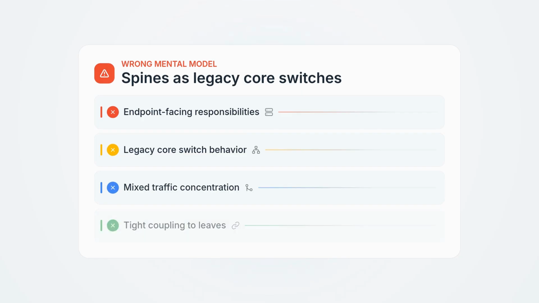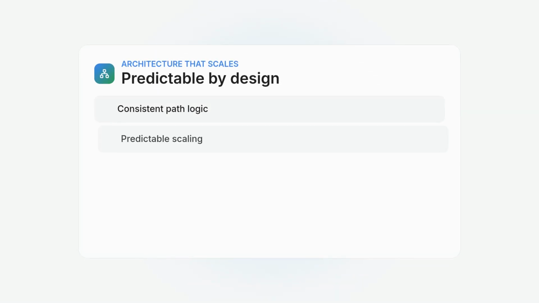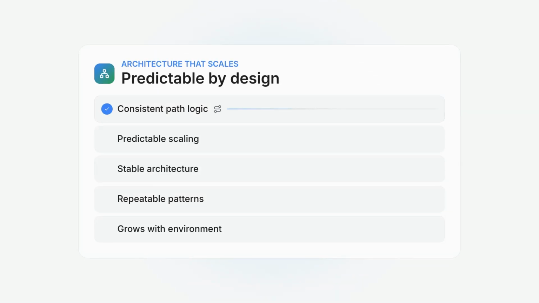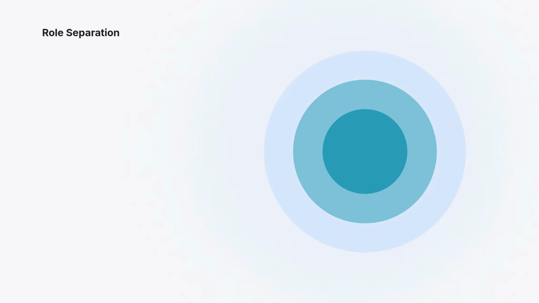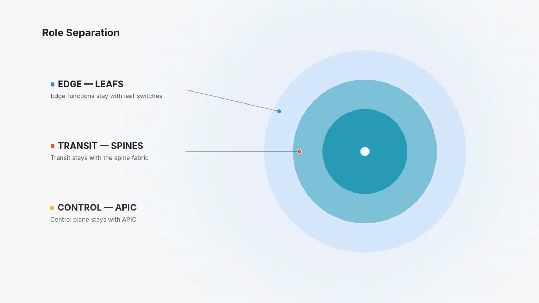That's the wrong mental model too. A third mistake is assuming the fabric is more complex just because it has more moving parts. In practice, the repeating topology often makes behavior easier to predict. That predictability is one reason the architecture scales well. The path logic stays consistent as you grow the environment. Another reason is role separation. Edge functions stay with leaves, transit stays with spines, and control stays with APIC.